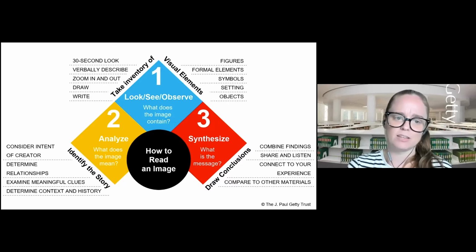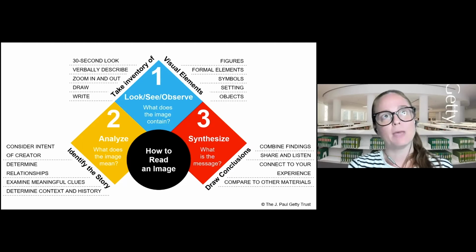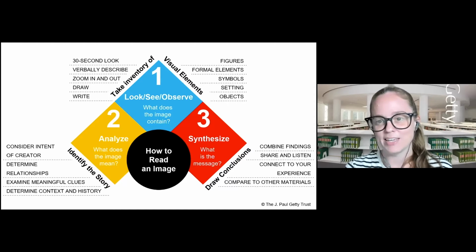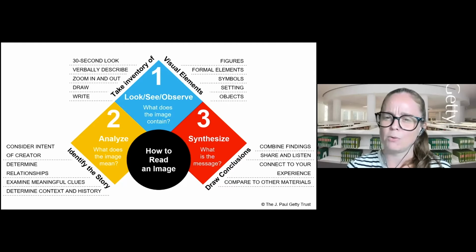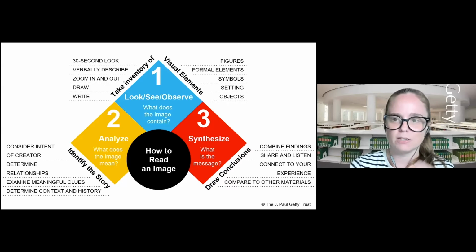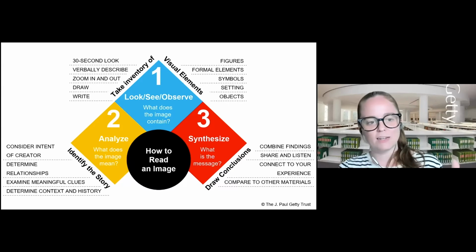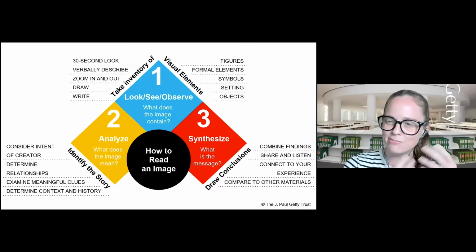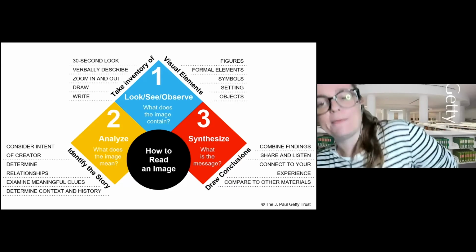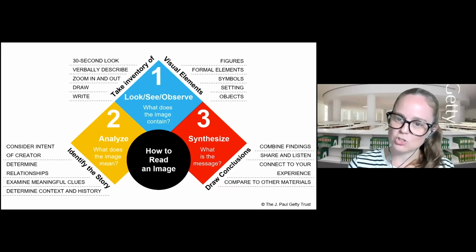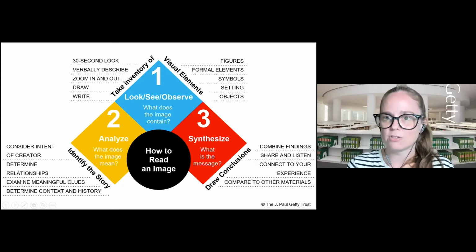And then determine the context and history. So maybe on the title of the image, it says that it was made 100 years ago, and you can start thinking about, well, what was going on 100 years ago? And really contextualize that image in history. So once you've done that and you've figured out what the story is, or a story, then you can go into the third step, which is drawing conclusions about what you found or what the story is.